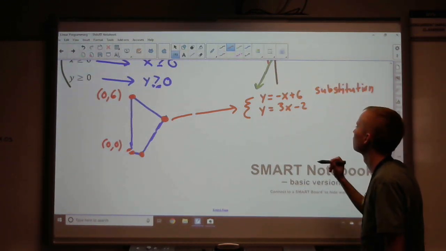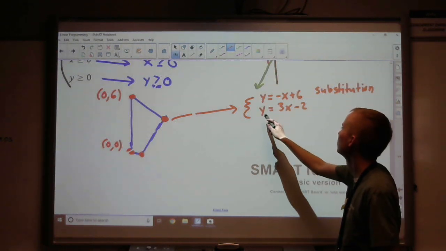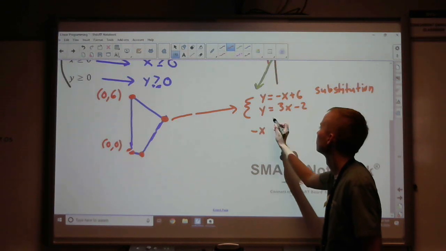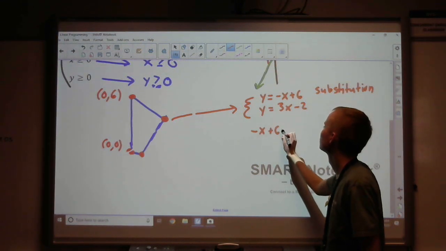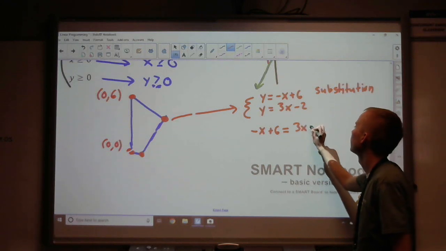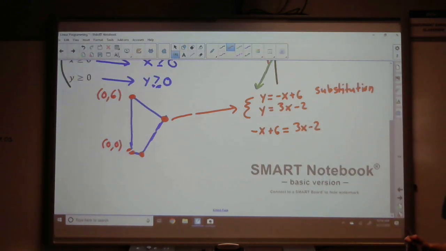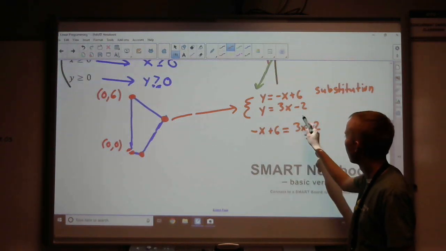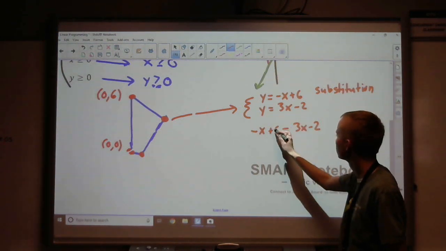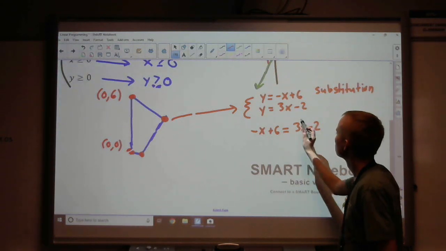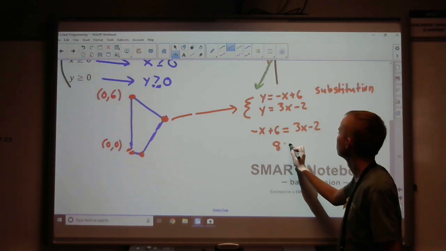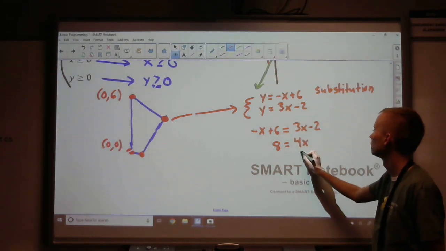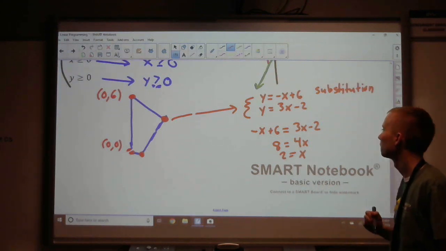I already have it solved for y, so I'll plug this y into this equation. So I'll replace y with negative x plus 6 equals 3x minus 2. And then we just solve for x, okay? So we add an x on both sides and then add a 2 on both sides. We get 8 equals 4x, and then divide by 4, we get x equals 2, okay?